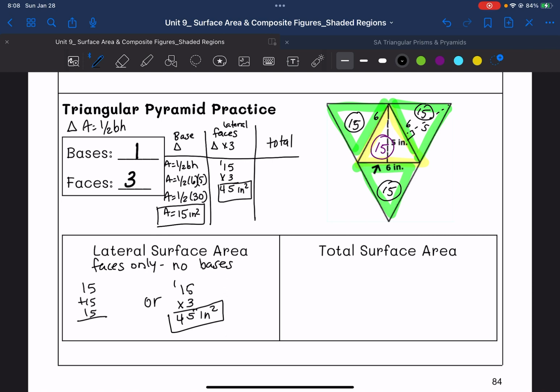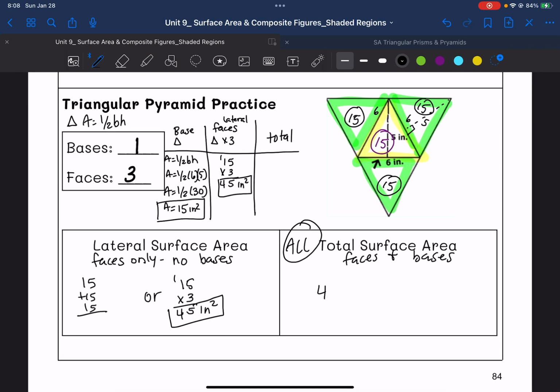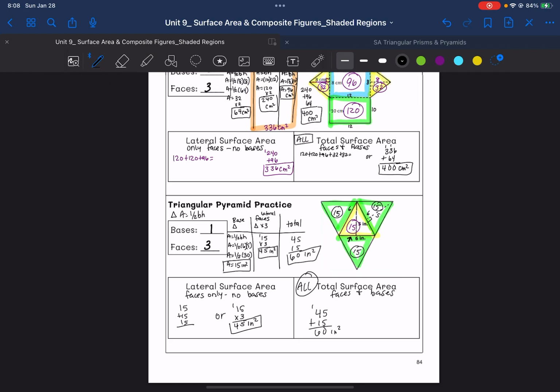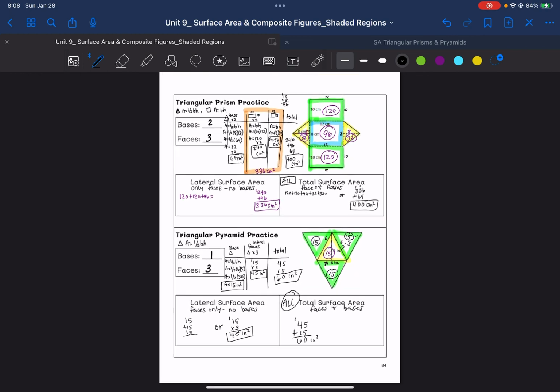So now, total surface area is all. That is going to be faces and bases. That means you're taking the 45 that we've already found, plus the base. And that would be 60 inches squared. Doing the same thing over here, 45 plus 15, it would be 60 inches squared. And you're done. All right, pause if you need to. Now I'm going to show a couple of extra questions on the homework that we did. Again, pause if you need to.